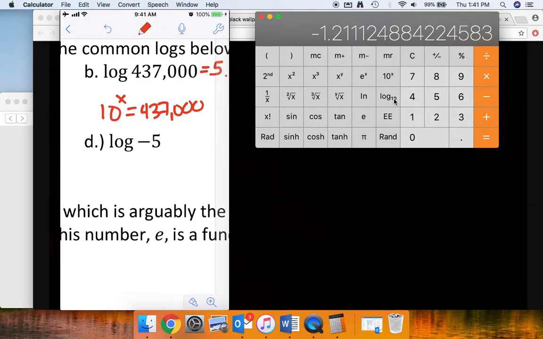Okay, so log of negative 5, let's plug that in. I've got 5, which is negative. This is why I also don't like the online calculator, because you have to do negative second. And log. Interesting. Not a number. Why would that not be a number? That doesn't make any sense to me. Let's take a look at that.